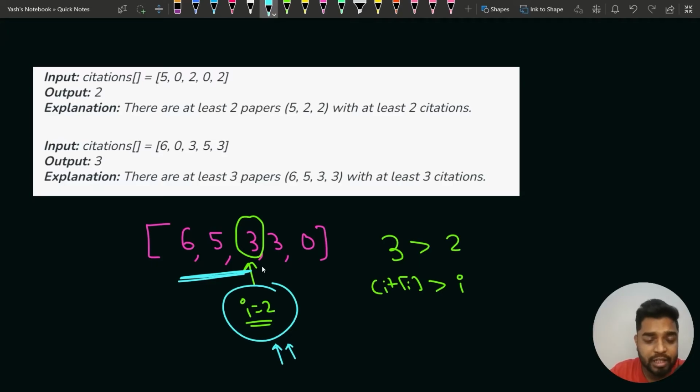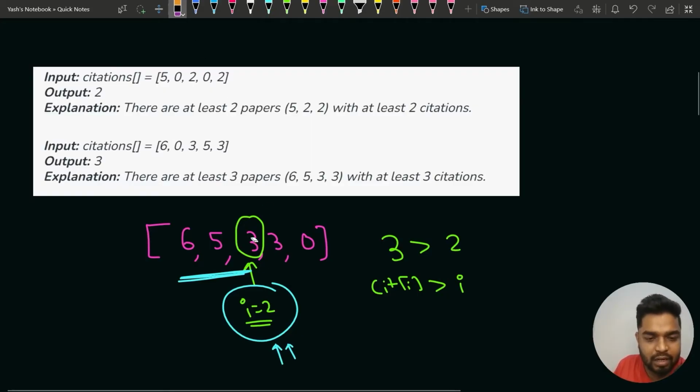Okay, so that is why we have sorted in decreasing order, because whenever I am at a particular index, I know that all the elements on the left are greater than the ith element itself. So we just have to check whether the ith element is greater than the value of I or not. If the citation of I is greater than I, this means that there are I plus 1 citations that have passed the criteria here.